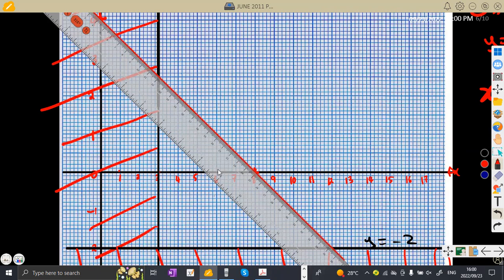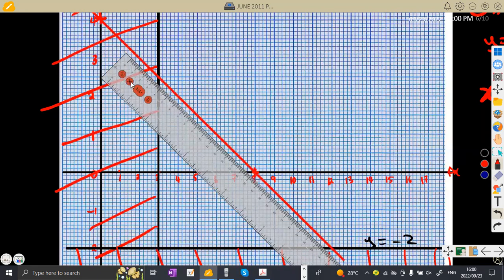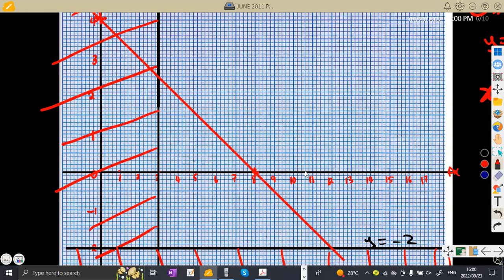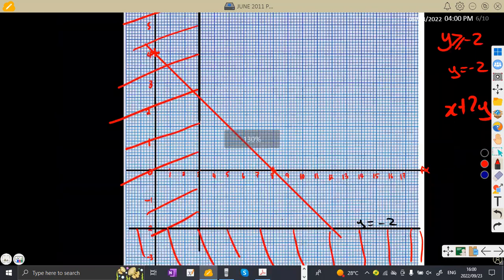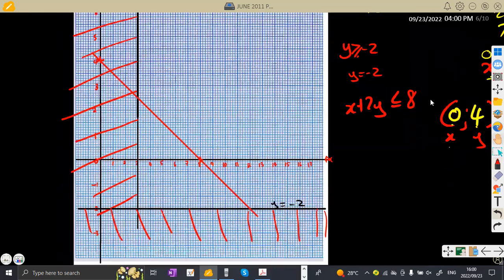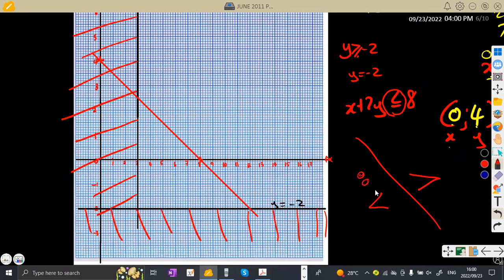So that's what you simply have. You can join your points. Okay, now let us cross check which side we are going to shade. Remember, we are told that our inequality is less than or equal to. So for a line like this, this is the lesser side, this is the bigger side. So we need this side. This is the one that we need.